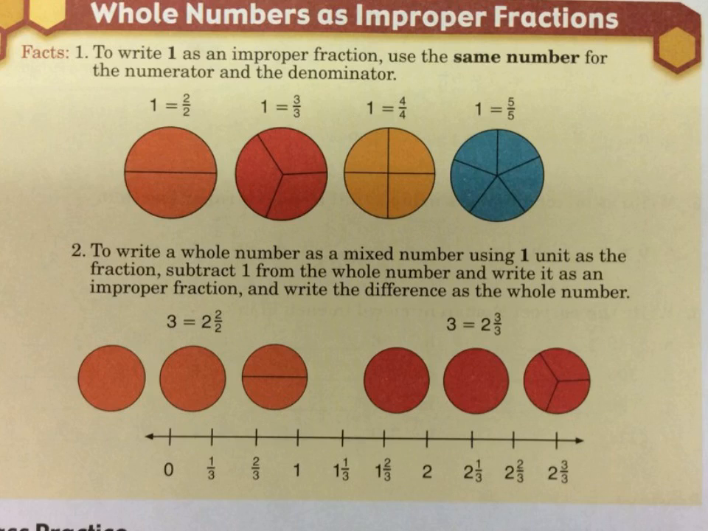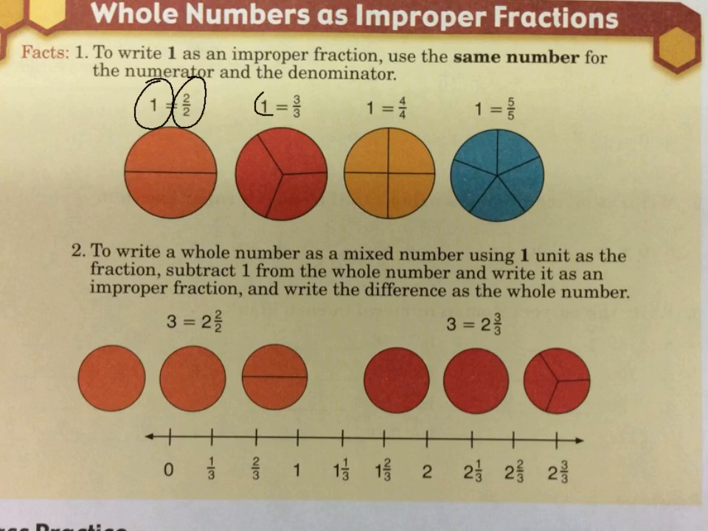Okay, we're going to look at the yellow box at the top, and the fact at the top says, number 1, to write 1 as an improper fraction, use the same number for the numerator and the denominator. So what they have here is they have 1 equals 2 over 2. They've used the same number for the numerator, top number, and the denominator, bottom number.